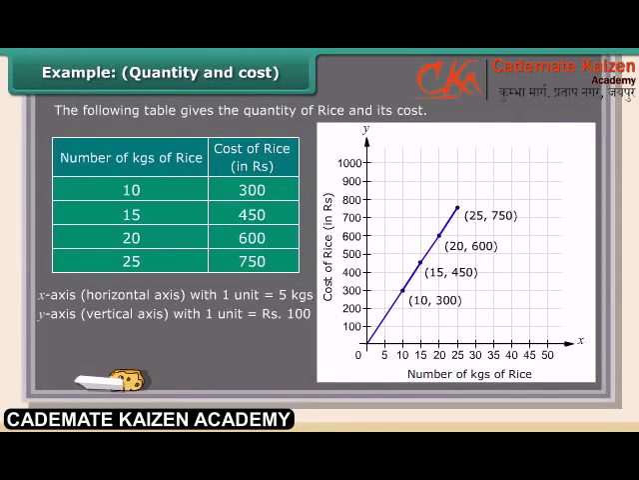Suppose we want to know the price of 17 kgs of rice. Locate 17 on the horizontal axis, then follow the vertical line through 17 till you meet the graph at P. From P, take a horizontal line to meet the vertical axis at 475. This point, 475, provides the answer. This is a graph of a situation in which two quantities are in direct variation. The graph will always be linear.